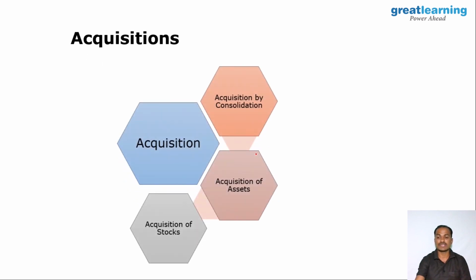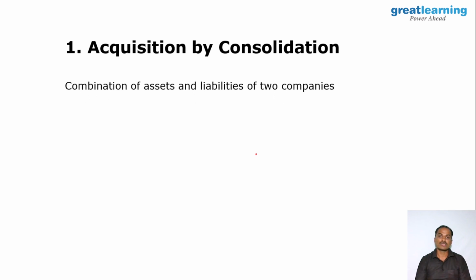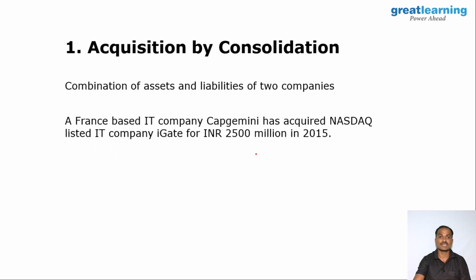Now let's understand the classification of acquisition. So what are the types of acquisitions we see in real time? Acquisition by consolidation, acquisition of assets, acquisition of stocks. Now let's see what is consolidation, right? In acquisition by consolidation, there is the combination of assets and liabilities of two companies. Companies have their own assets and liabilities. Okay, so when they come together, they'll transfer their assets and liabilities both. The best example for acquisition by consolidation: a France-based IT company, Capgemini, acquired Nasdaq-listed IT company iGate for 2,500 million in 2015 in India. This was an example for acquisition by consolidation.